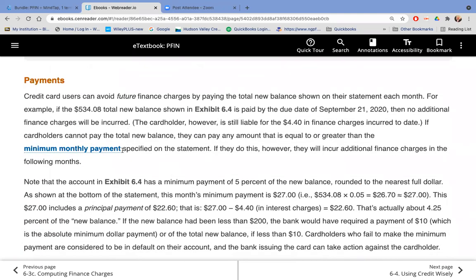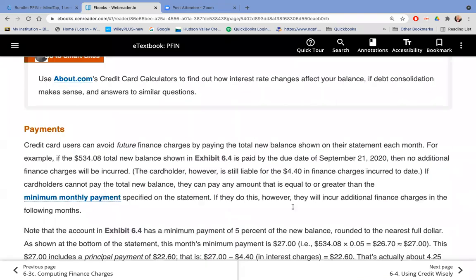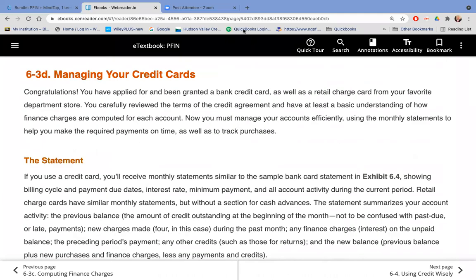Okay. So there's minimum payments. We've talked a little bit about that. There's a good exhibit here showing how a minimum payment works, things that you're going to need to know in this chapter. And there are good videos on it as well for you. Okay.